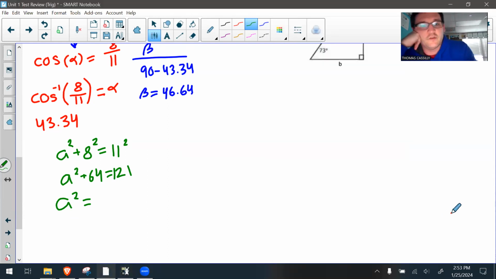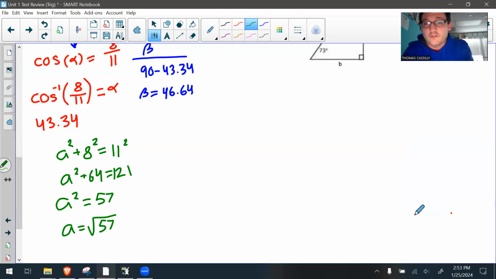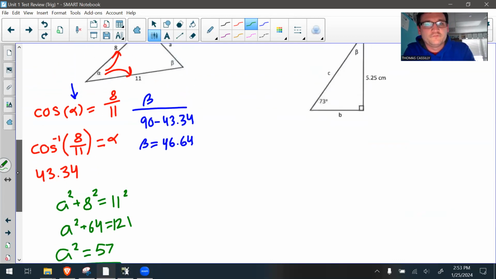That gives me 57. All right, so a equals the square root of 57. And I think that does break down, actually. 57 might go into 4, maybe? No, never mind. Maybe 9. 57 divided by 9. Okay, it doesn't. All right, so you just leave it like this. So that is your final answer there.